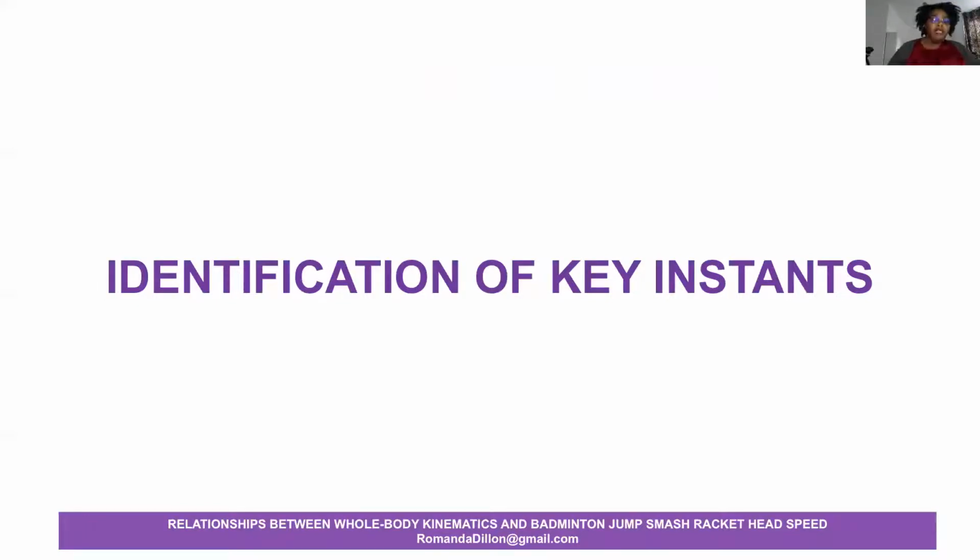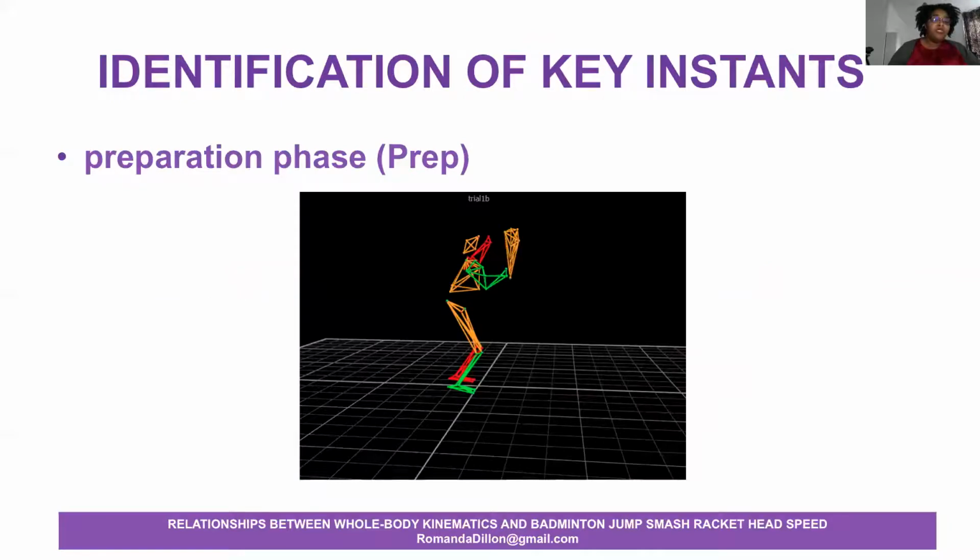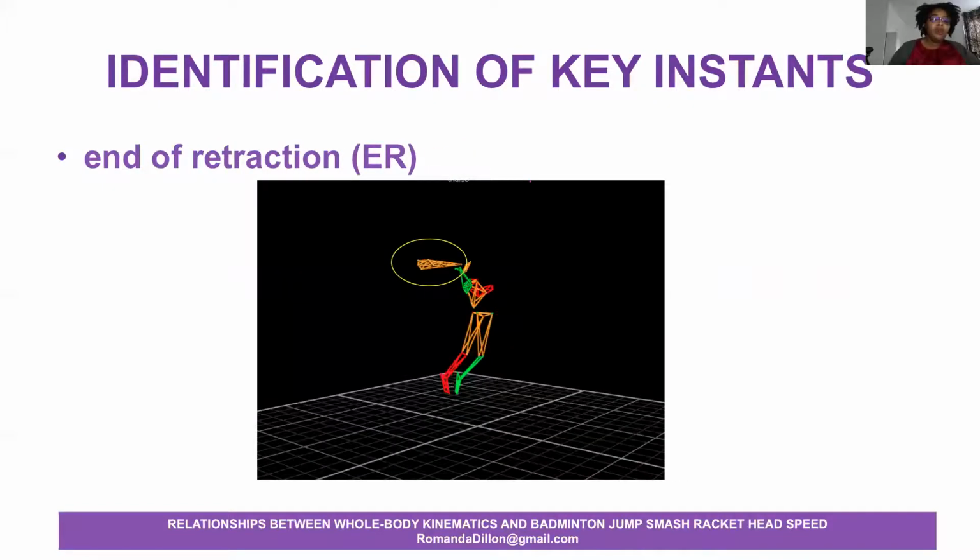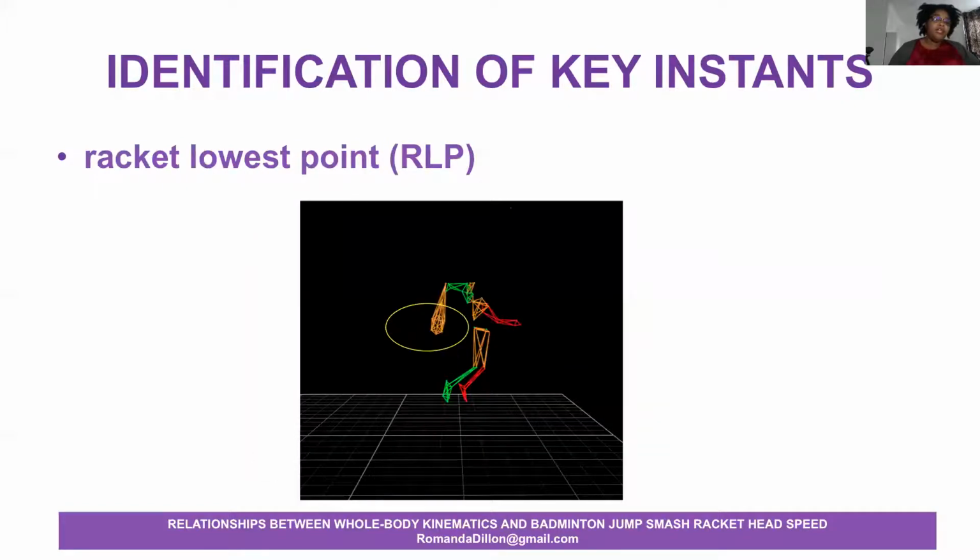There were several key instances and phases that were found to be important when performing a badminton jump smash. These key instances were calculated and used to gain a better understanding of the relationship between technique and racket head speeds. The preparation point was defined as the point in which the center of mass height was minimal for a participant. The end of retraction point was defined as the point in which the racket was most medial-laterally positioned toward the non-dominant side of the participant within a global system. The racket lowest point was the point in which the racket tip was at its lowest vertical point.